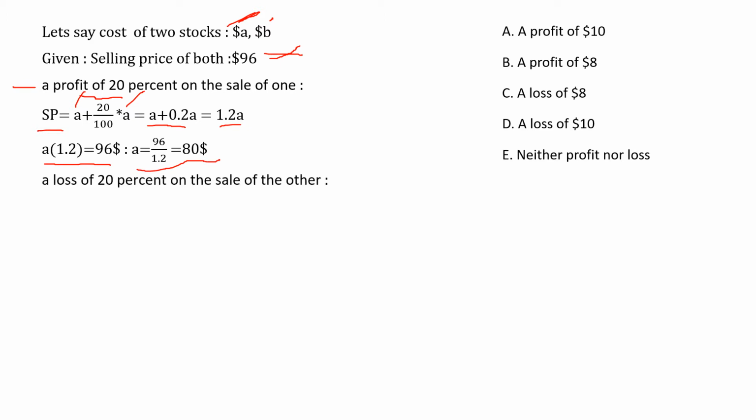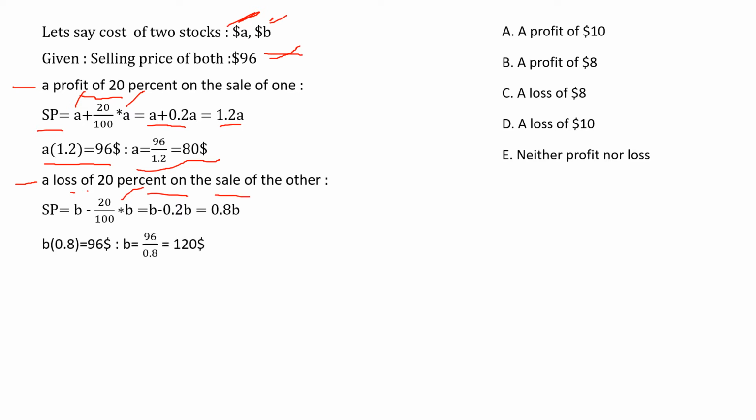The second piece of information is that a loss of 20% was made on the sale of the other. So what does that tell us? The selling price was 20% lower than the cost price. So the cost price being B, you have cost price minus 20% of the cost price, that is B minus 0.2B, which comes out to be 0.8B. So 0.8 times B is equal to 96. Just as above, we are given that the selling price is $96. So B comes out to be 96 by 0.8, that is $120.